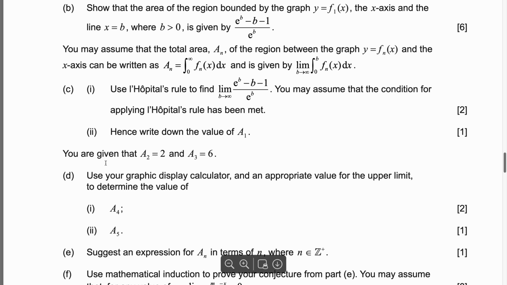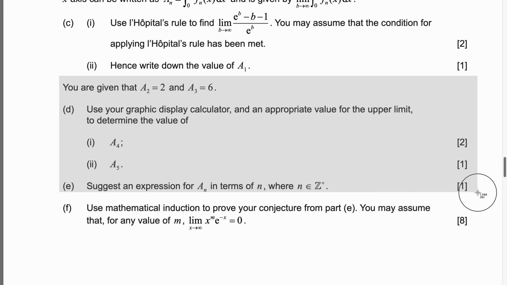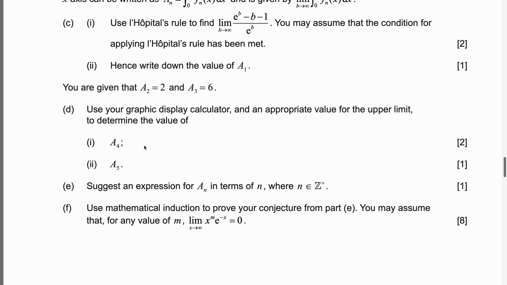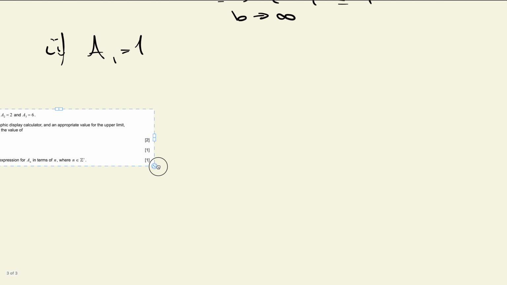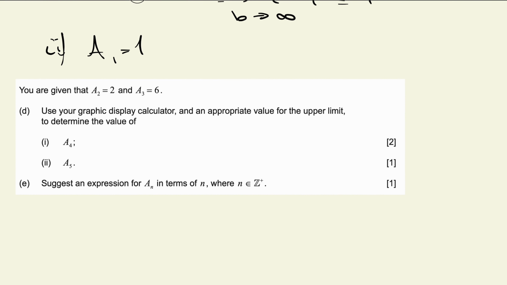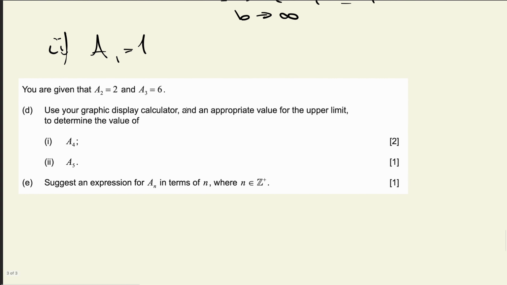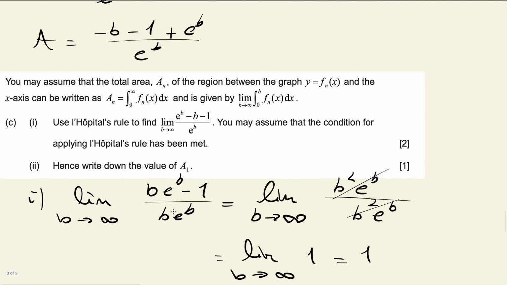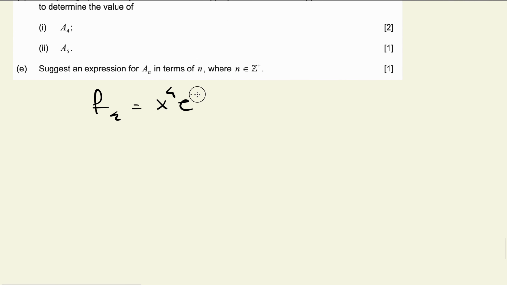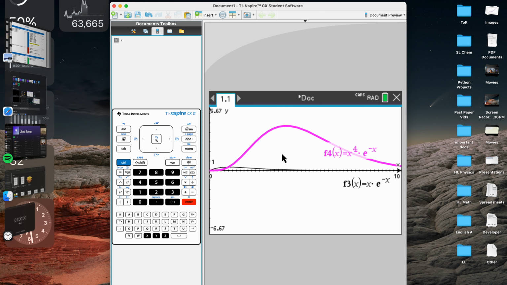Now part D, you're given that A2 is equal to 2 and A3 is equal to 6. Use your GDC and an appropriate value for your upper limit to determine A4. So I personally solved this by going into my GDC, and we know that f4 will be x to the power of 4 times e to the power of negative x. So I substituted in this function in my GDC, and I got this graph.